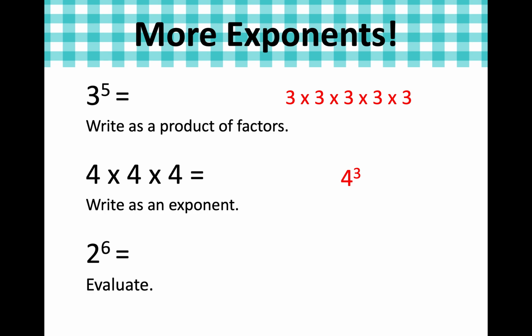All right? And then lastly, it says evaluate. Evaluate means I actually have to solve. And to solve, I probably need to write it in factored form like I did at the top, which means that I'm going to take 2 times 2 times 2 times 2, and then my answer would have been 64.